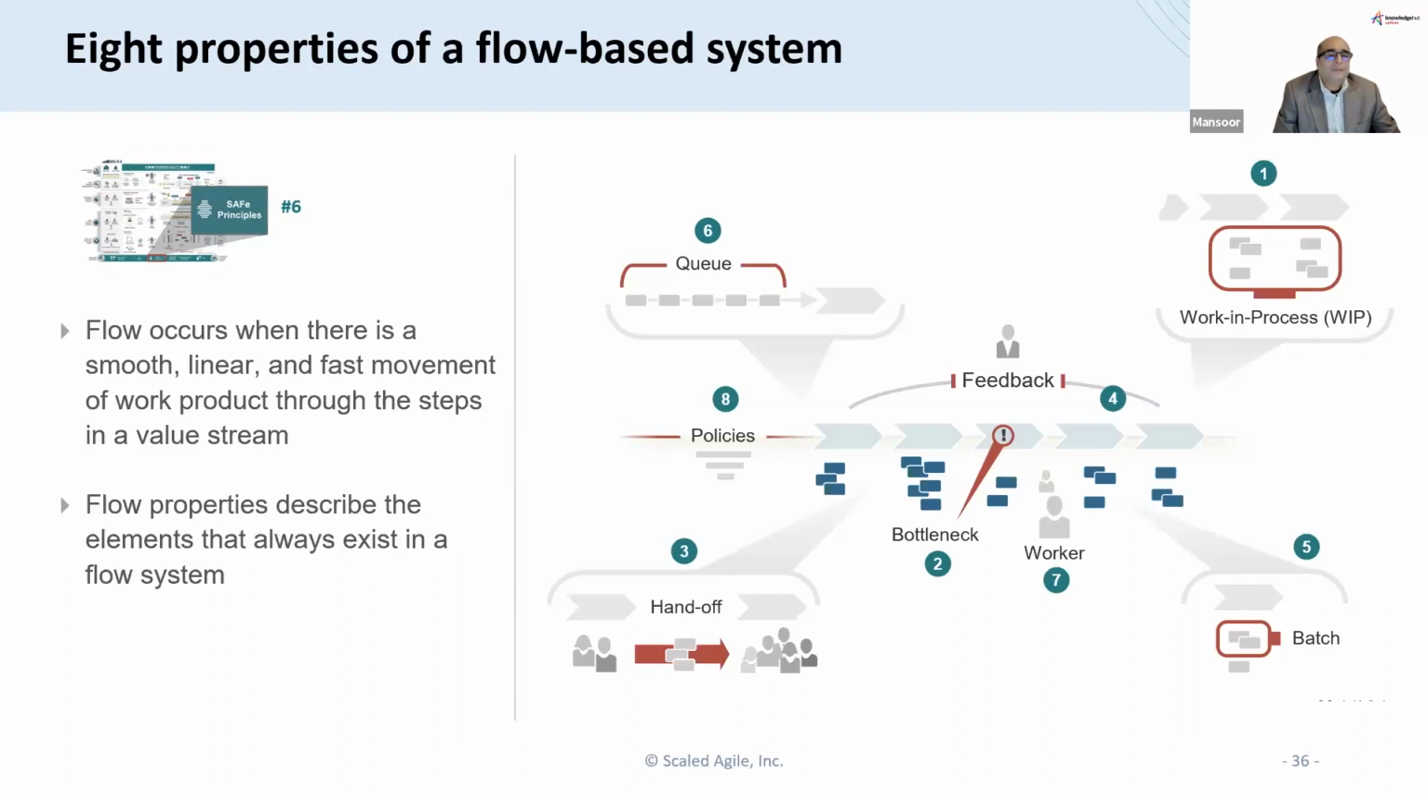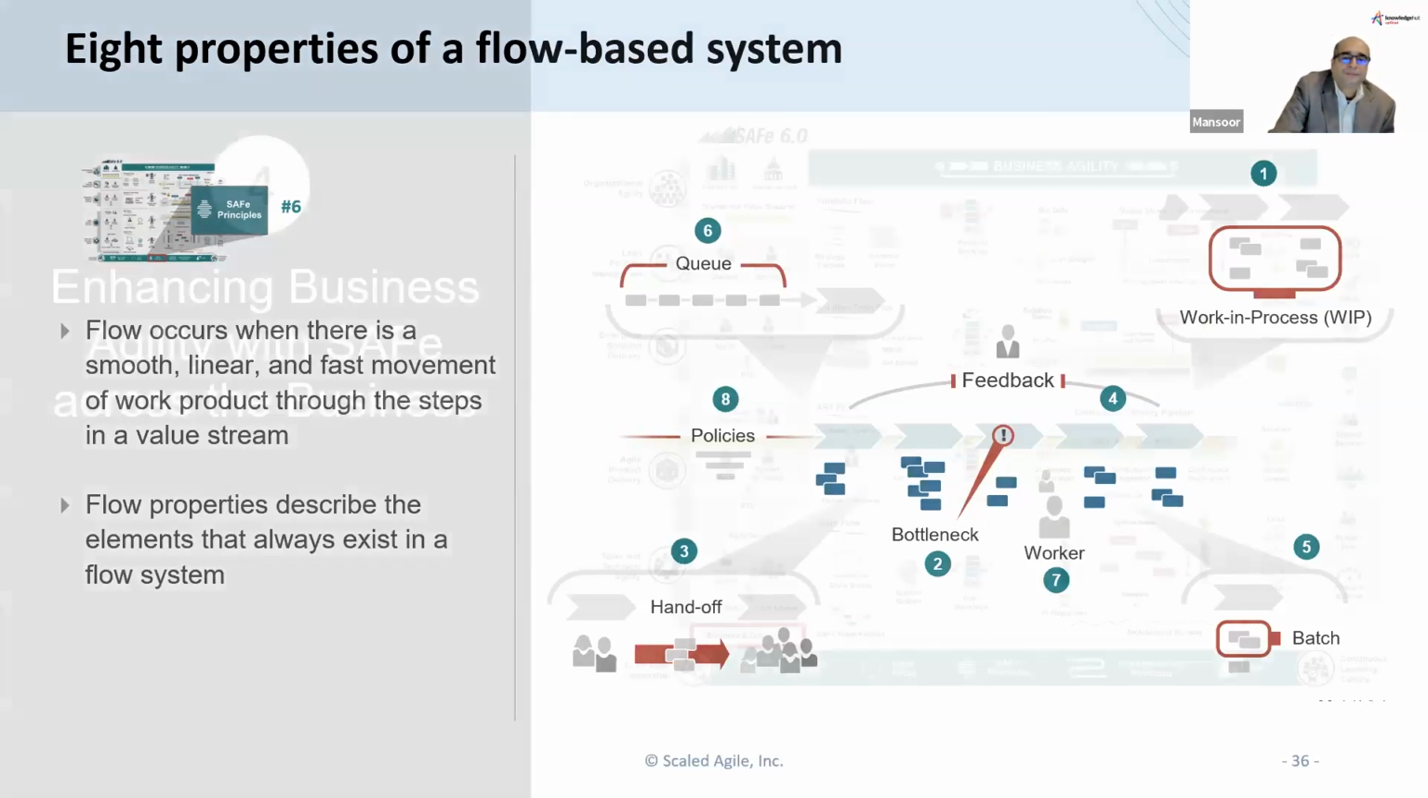How do we increase the feedback? How do we reduce the delay in handoffs? How do you reduce the bottlenecks? How do we limit the work in process? And how do we limit the queue length? So these are the 8 properties. We have 8 properties of a flow-based system.